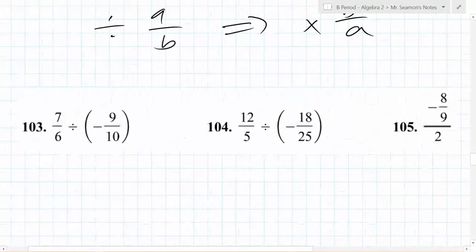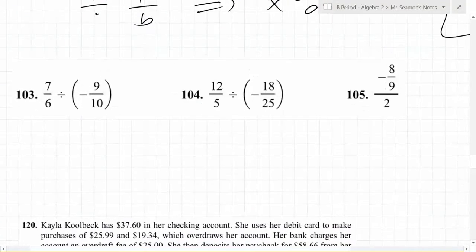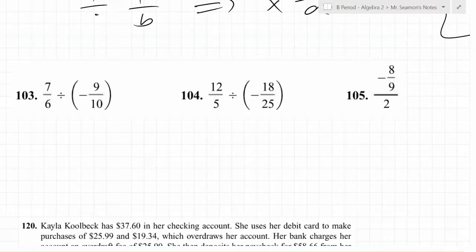So these 3 right here, please compute those 3 fractions, 103, 104, 105. Please do those 3 right now. Negative 35 over 26? Who agrees with that? 27, I think. Who thinks it's 27? Yeah, 27. We got some agreement there? Okay.